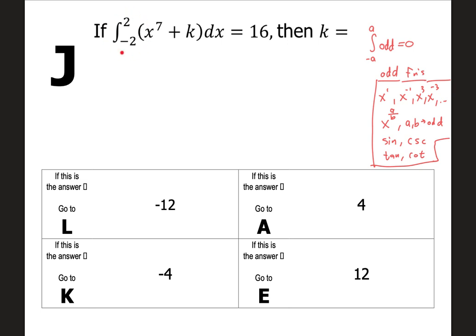So now we see a negative number to a positive number, and this on its own isn't an odd function, but we could split it up using properties of integrals. Notice the dx will go with the x to the 7th, and also with the k. So it's almost like first this dx will distribute to each, and then we can split up the integral.